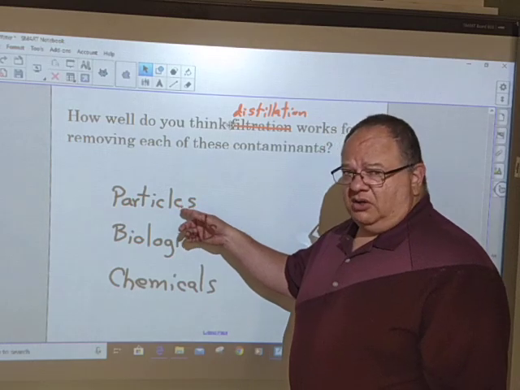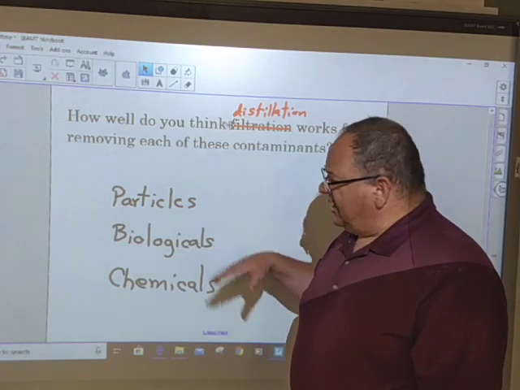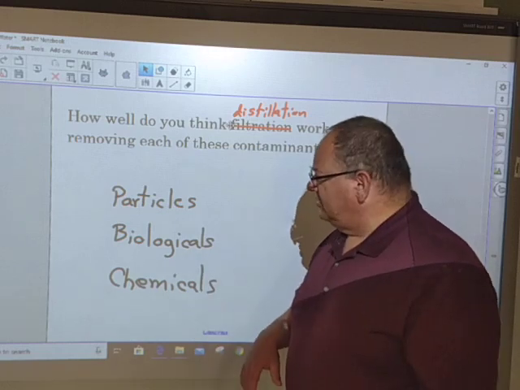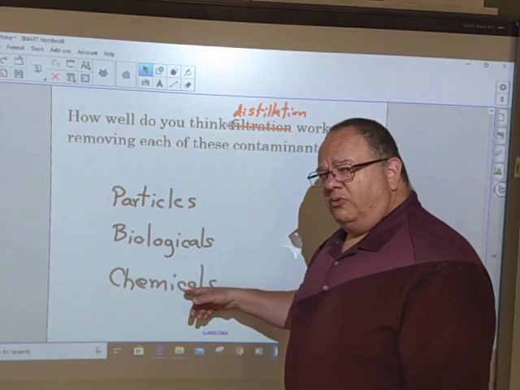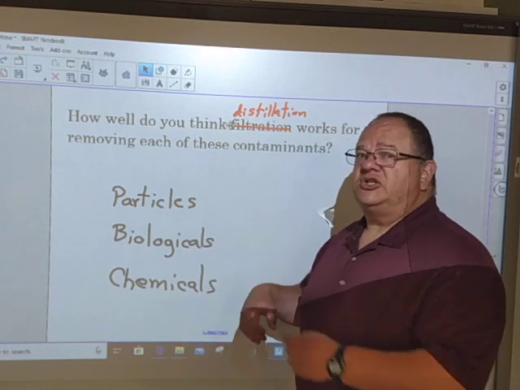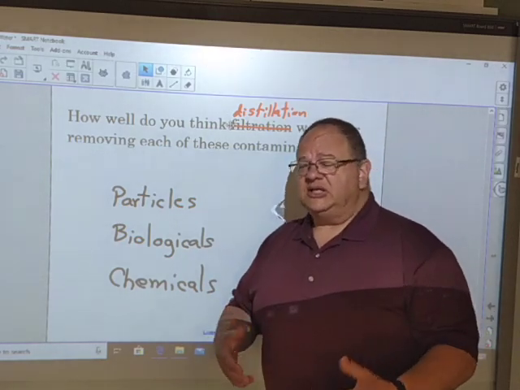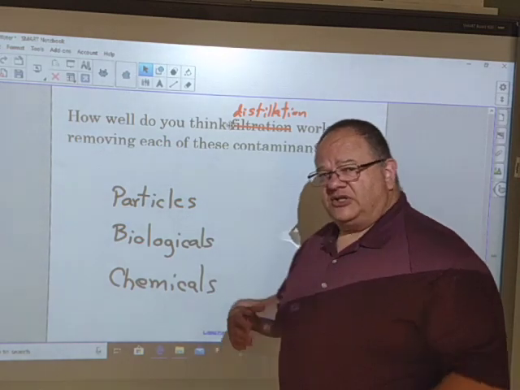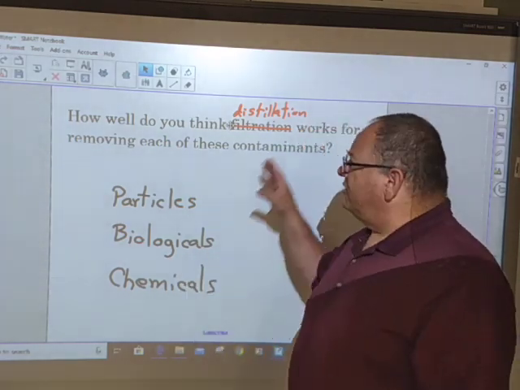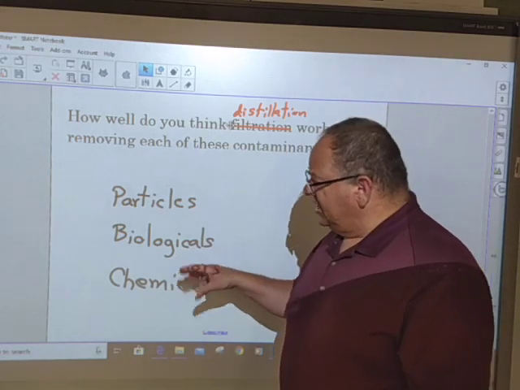We know that there's particles in the river. We want to filter that out. We know there's biologicals in the river. We can maybe treat that chemically. We hope that our river is clean of chemical contamination, and so we're going to put it through testing to see that. And if we start getting tests for certain chemicals, then we may have to put other specific treatment plans in to get rid of those.